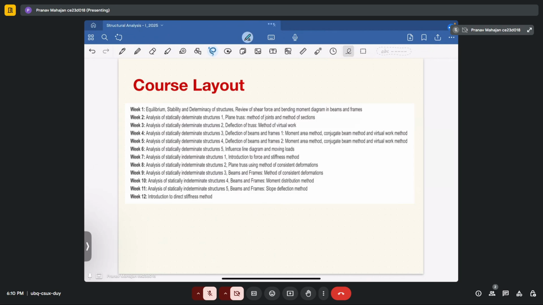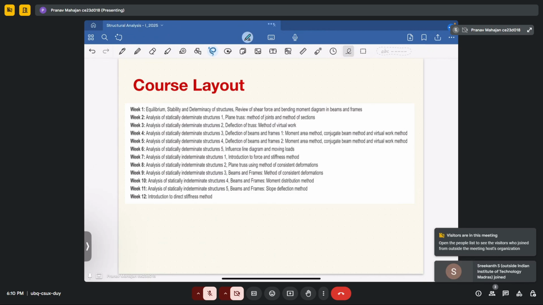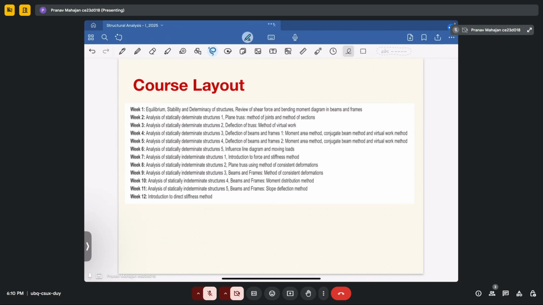So up to week 5 you have covered all the topics and concepts required to analyze frames, beams, and trusses which are statically determinate. We started with trusses, in which we solved problems using the method of joints as well as the method of sections. Later on, to determine the deflections in trusses, we utilized the unit load method, which is also known as the principle of virtual work.